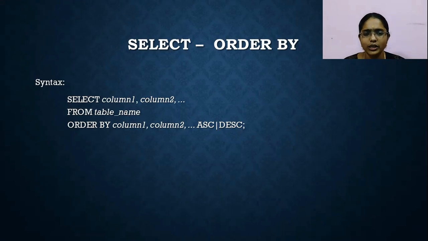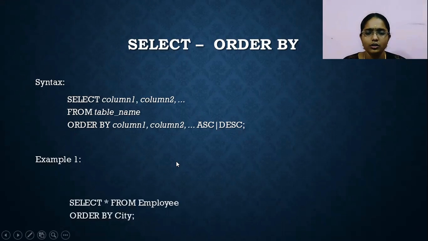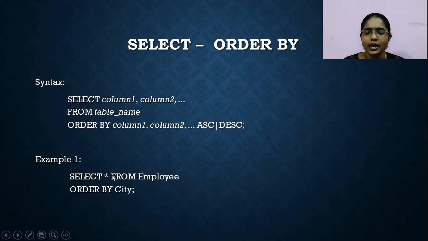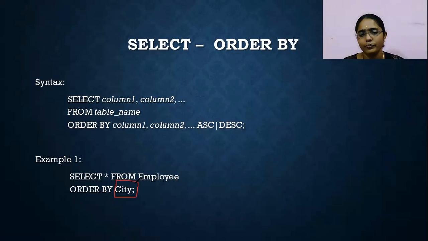We'll see it by using an example how to do it. The first example is SELECT * FROM employee ORDER BY city. So what happened? From the employee table, the data will be displayed in the order based on city. The values will be placed in alphabetical order of the city.